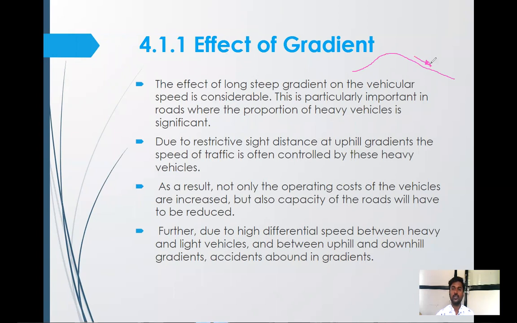A descending gradient helps the vehicle to increase its speed, and ultimately it is difficult to stop the vehicle at that speed. So it will also give rise to accidents. Also, if we are climbing the gradient and there is a sudden obstruction, it blocks the sight distance. So there will be cases of accident. Whenever we are designing the vertical curves, we have to take very much care.